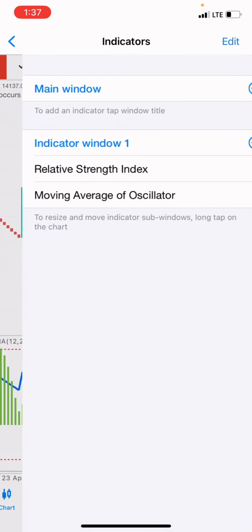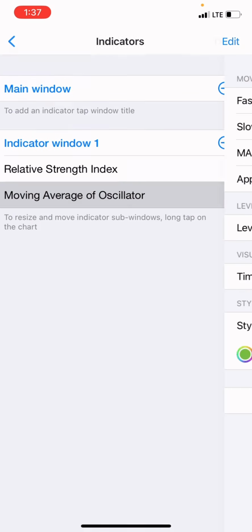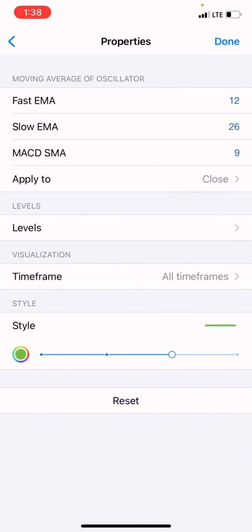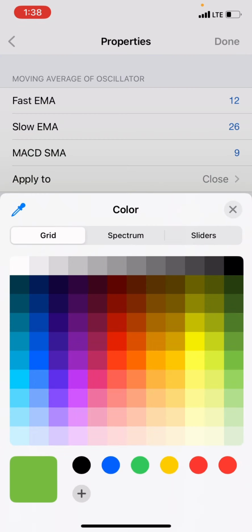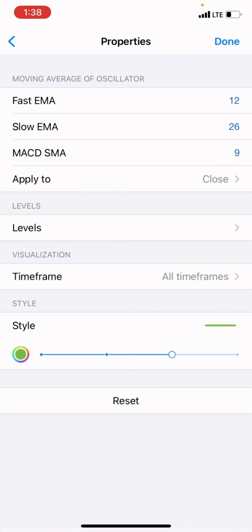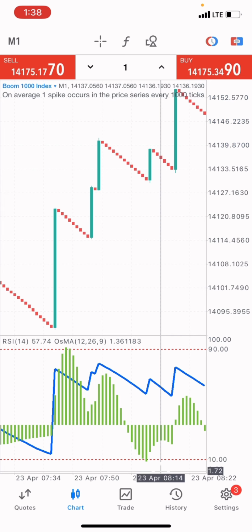All right, then the one for the moving average of oscillator: the fast EMA on 12, slow EMA 26, the MACD SMA on 9. Then you put the style right here on 3 pixels. The color is going to be green, as you can see right here. Then you put the style on 3 pixels, then you apply to close, and you click on done.